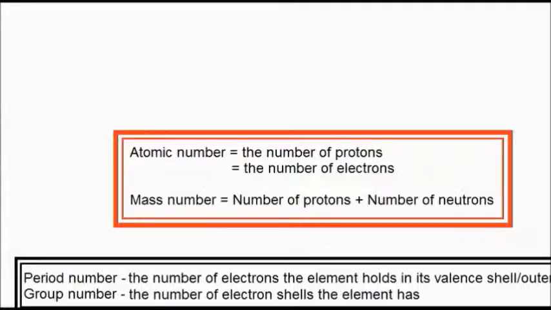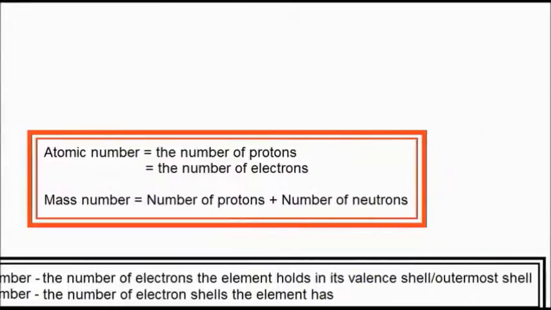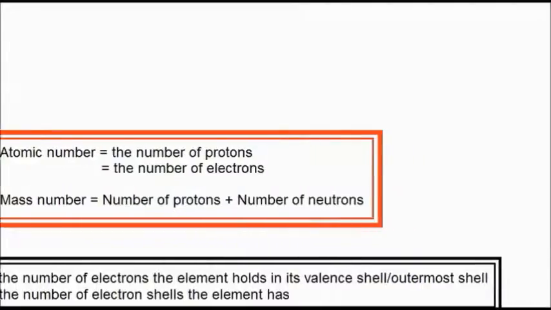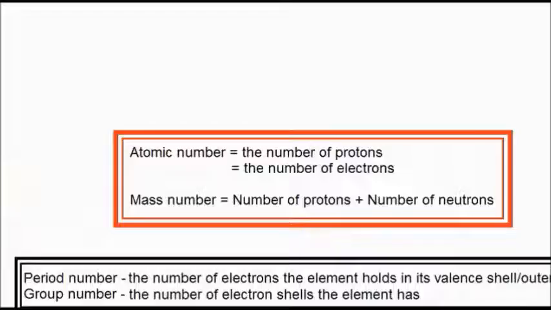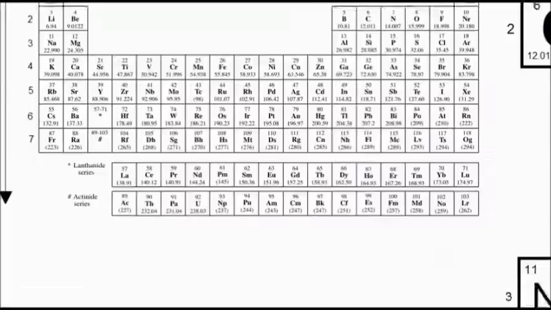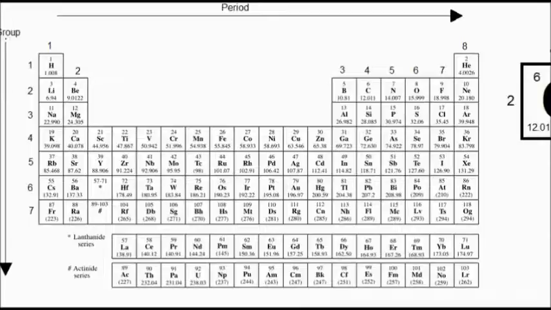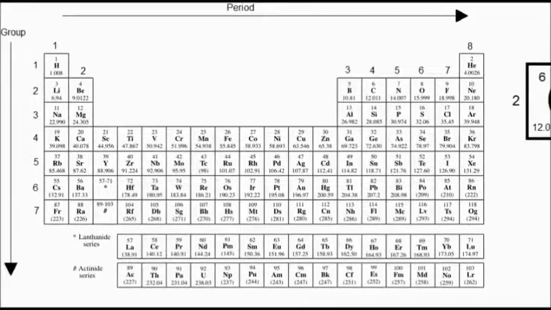The periodic number, as I told you, the top one, is the number of electrons the element holds in its valence shell. Valence means the last shell, which is another name for the outermost shell. And the group number is the number of electron shells the element holds. So the group number, which is on the side, is the number of shells it's going to have. The periodic number, which is the rows, is the number of electrons it's going to have on its last shell.